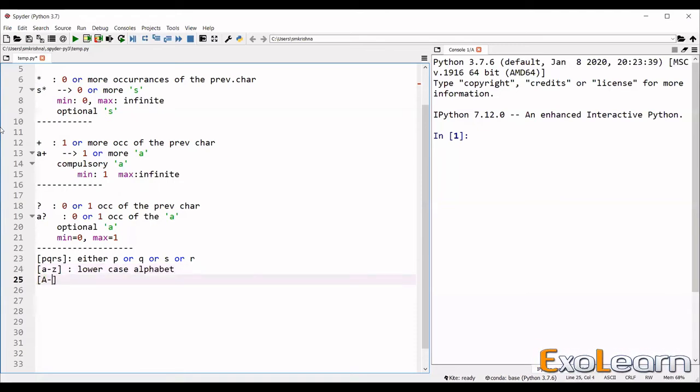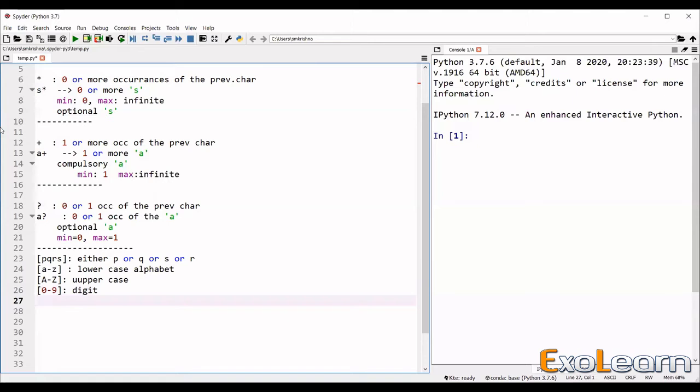Similarly, if you are looking for an uppercase letter, we can use capital A to capital Z. So it means any one uppercase alphabet is expected. Similarly, when I am expecting any one digit, we can write 0 to 9. So it means any one digit is expected.